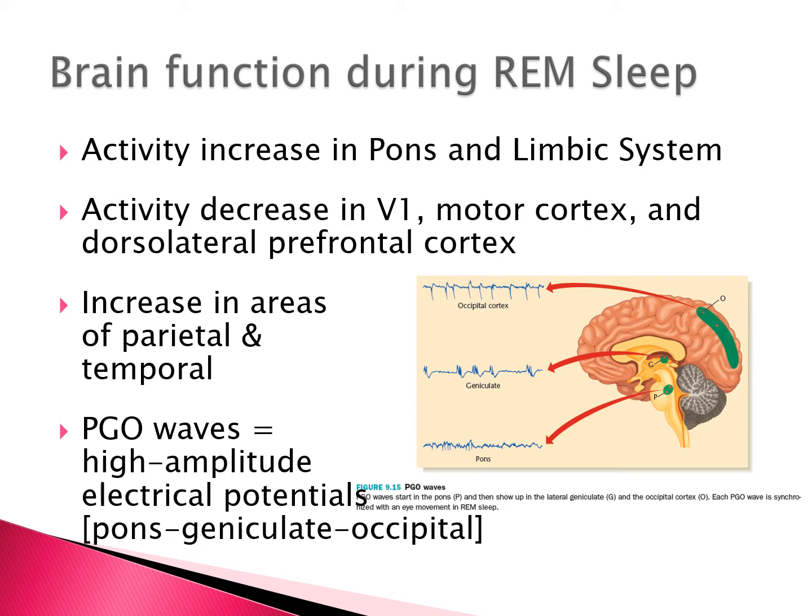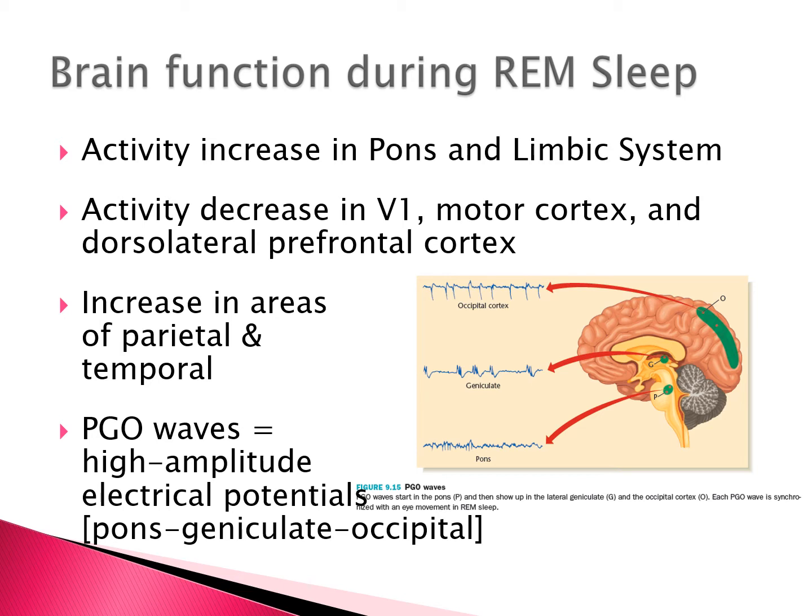We see bursts of activity in these PGO waves, these high amplitude electrical potentials that go from the pons to the geniculate to the occipital, which is how it gets the PGO name. So in the pons we see these random bursts of activity, and then it communicates on to the geniculate, this area of the thalamus, that then communicates on to the occipital lobe, or the occipital cortex.